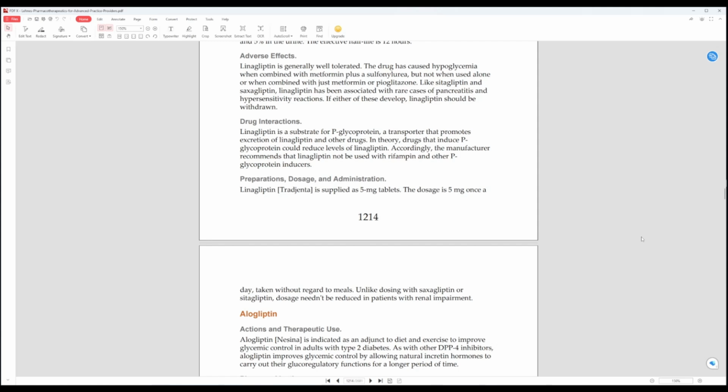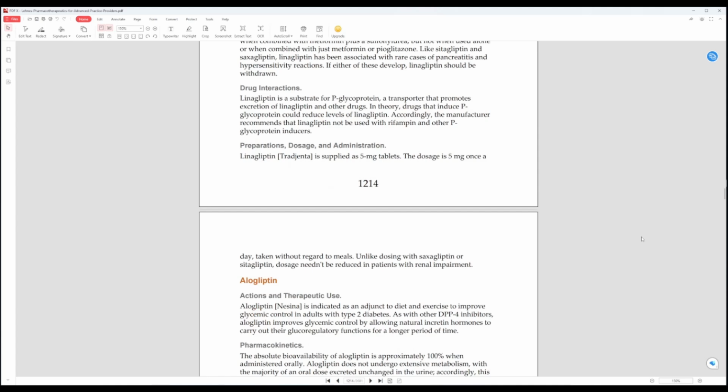Its preparation is supplied in 5 milligram tablets, and dosage is 5 milligrams once a day, taken with or without food. Unlike dosing with saxagliptin or sitagliptin, dosage needn't be reduced in patients with renal impairment.